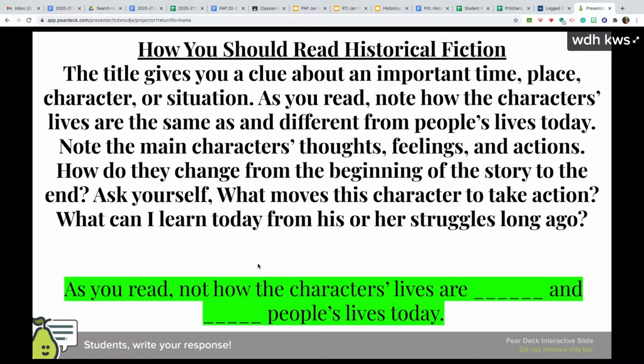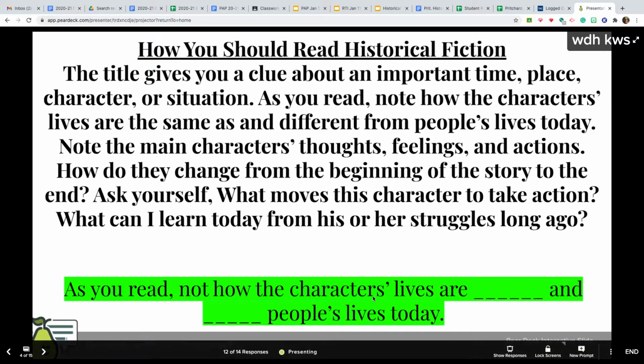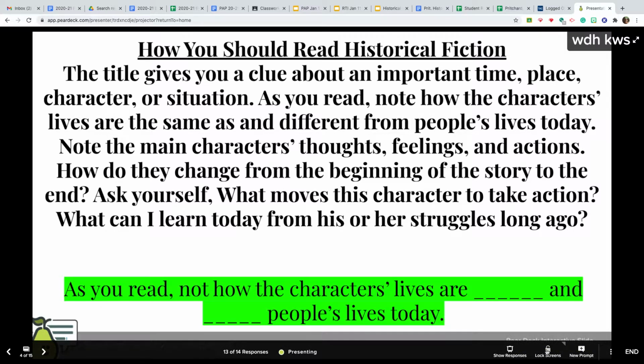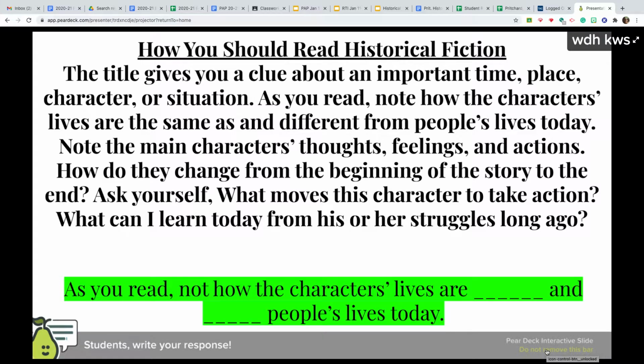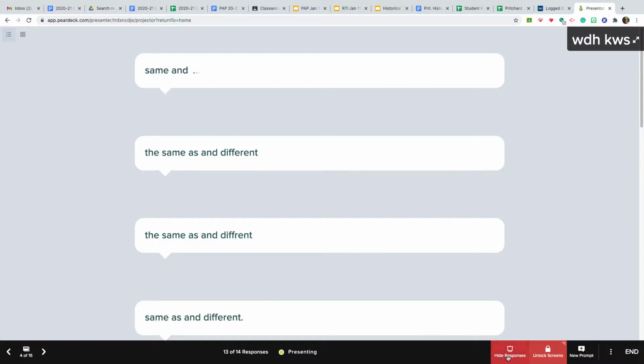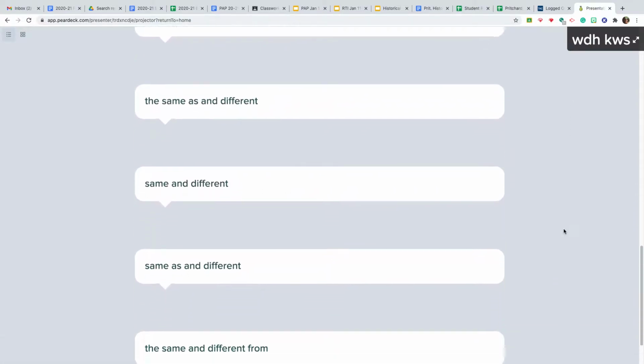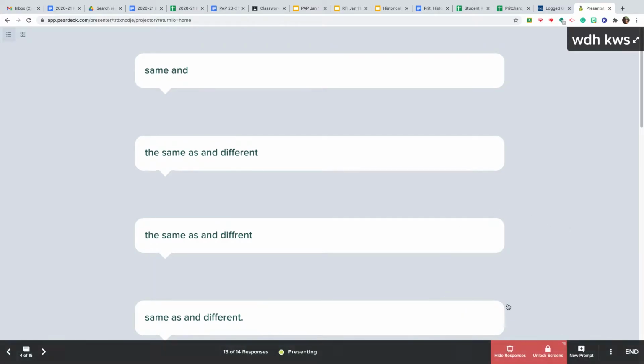As you read, that's supposed to say note how the characters' lives are blank and blank people's lives today. Same as and different from, or alike and different.